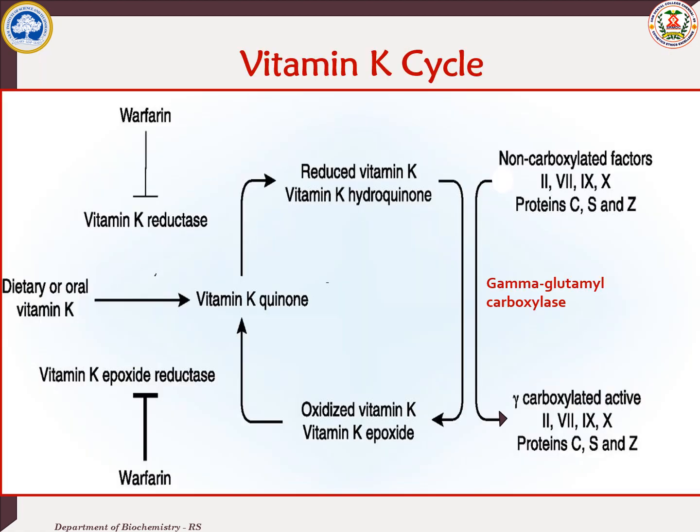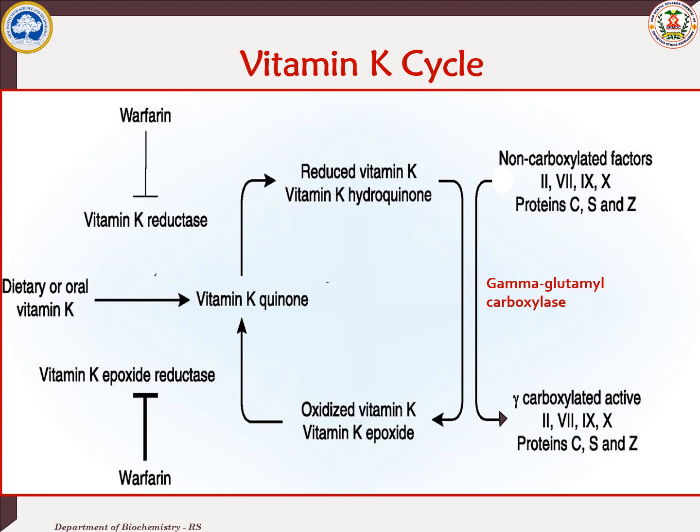This slide shows you the vitamin K cycle. The dietary consumption or oral supplementation of vitamin K will be converted to vitamin K quinone in our body. This will be converted to the active state or the coenzyme form, that is reduced vitamin K or vitamin K hydroquinone. This is the coenzyme form of vitamin K. This is required by the enzyme gamma glutamyl carboxylase.